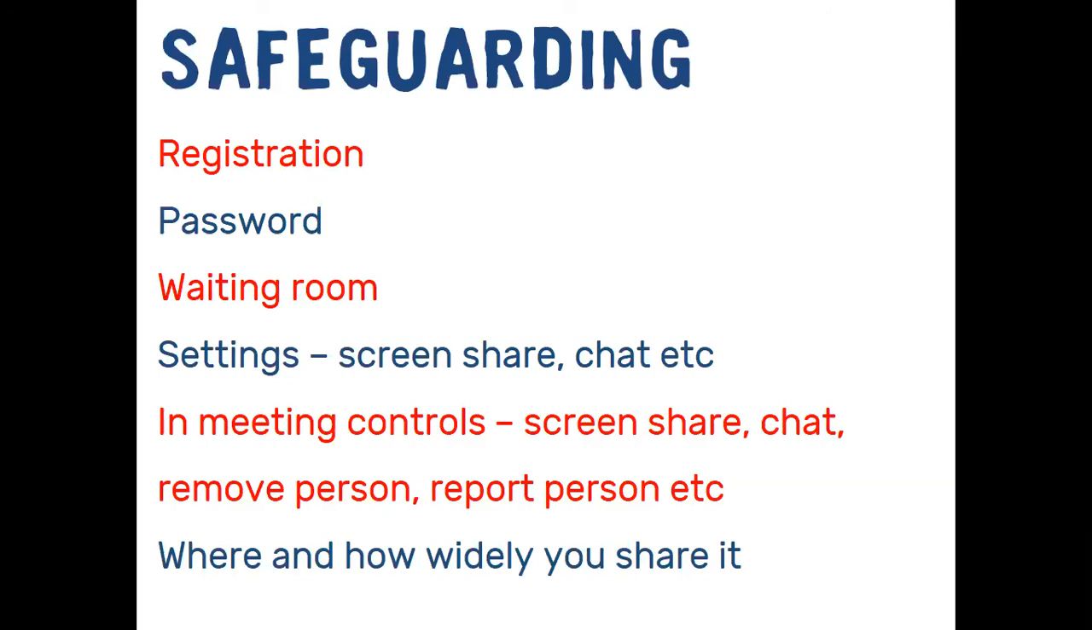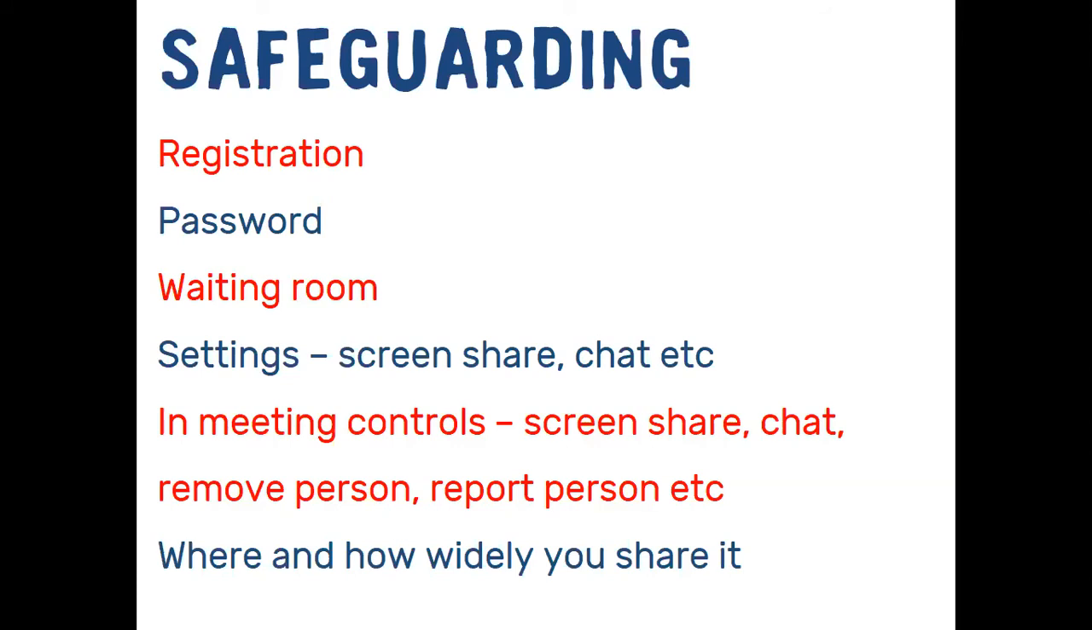Again, you can change whether people are allowed to screen share. If you say that they are at the beginning of the meeting and somebody puts up something that isn't quite right, you can stop that. Likewise, if somebody types something in the chat, you can stop the chat being used. You can also mute people, turn people's videos off, and if you wanted to, remove a person from your meeting or report them. So there are options to safeguard your meeting space.